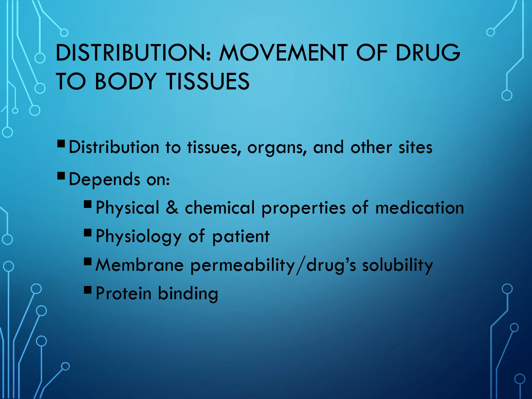So here's a critical thinking question. If a patient is malnourished and has low albumin levels, how do you think this can affect drug distribution?